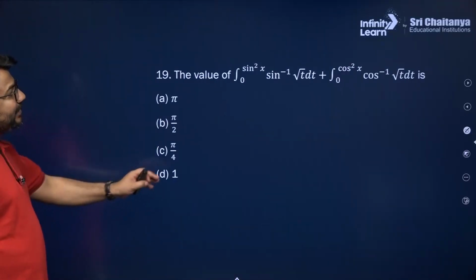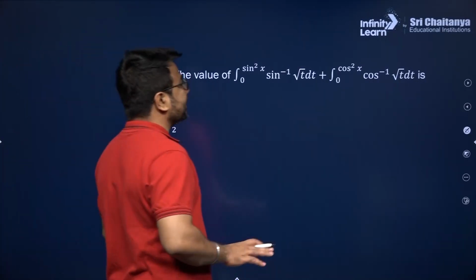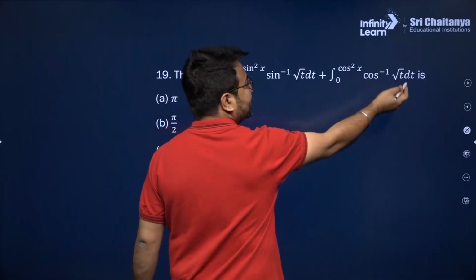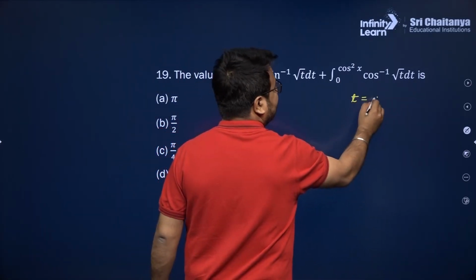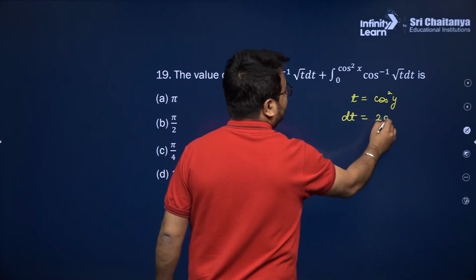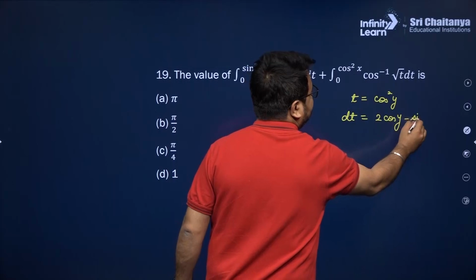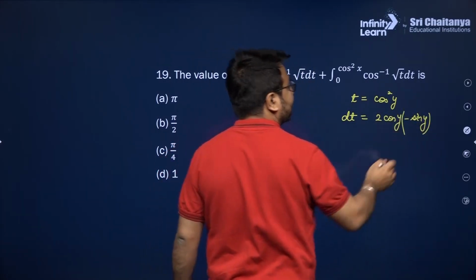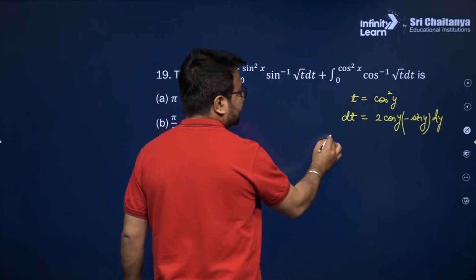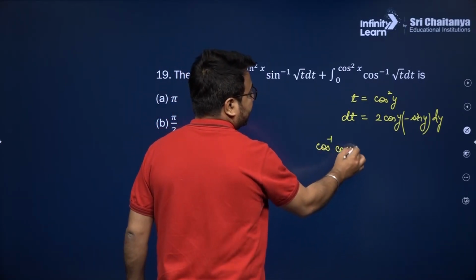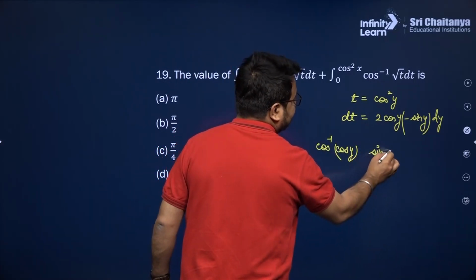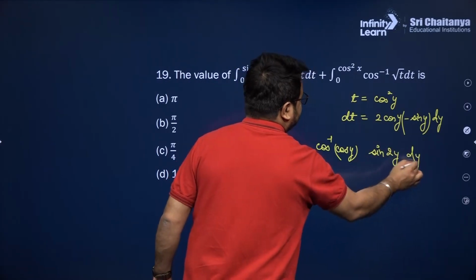In the same way, you will be able to get the second integration. In the second integration, what is given to you? 0 to cos square x, cos inverse root t. I am taking the value of t as cos square y. Then dt will be equal to 2 cos y into minus sin y, because the differentiation of cos y is minus sin y, then dy. So this will be cos inverse cos y, and instead of dt we will write minus sin 2y, and then dy.